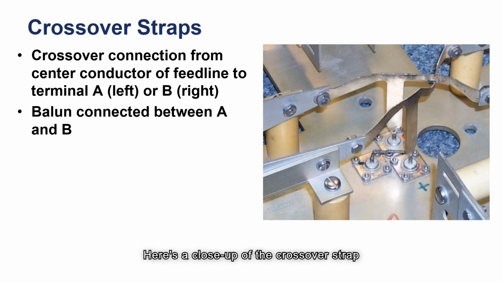Here's a close-up of the crossover strap on the alpha loop antenna between the RF feed line input to either the left terminal A or B terminal right, where the balun is connected to. The north antennas are strapped to the right, and the south antennas are strapped to the left. The antennas strapped to the right are the north antennas and radiate the RF in phase with the received energy on the RF feed line input. The antennas strapped to the left, or the south antennas, will radiate the RF oppositely phased, or 180 degrees out of phase with the received energy on the RF feed line.